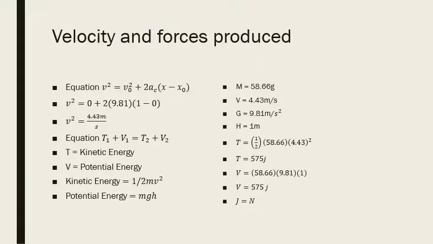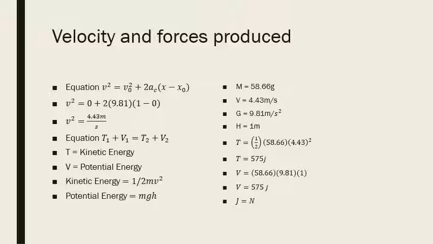To find the velocity and the forces produced, I used the following equations. For velocity, I used velocity final squared is equal to velocity initial squared plus 2 times acceleration constant times initial position minus final position. Here you can further see when the items are plugged in that v squared was equal to 0 plus 2 times 9.81 times 1 minus 0, which then produced an answer of 4.43 meters a second.